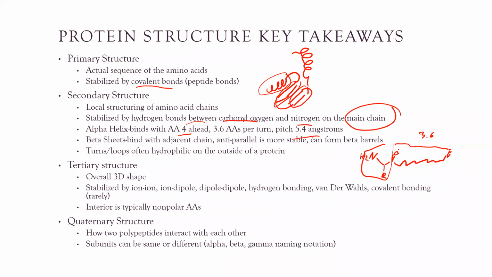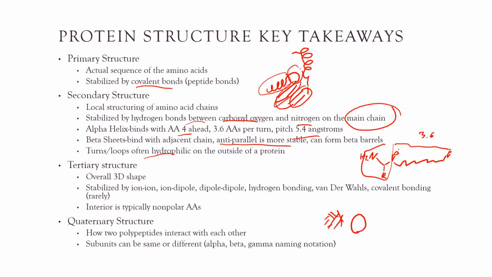Beta sheets bind with adjacent chains. Antiparallel is more stable, and they can form beta barrels, which are basically a bunch of beta sheets. It's hard to draw in 3D, but it forms a beta barrel that's hollow in the middle, like a protein channel. Turns and loops are often hydrophilic, on the outside of a protein. That makes sense. So this is a turn.